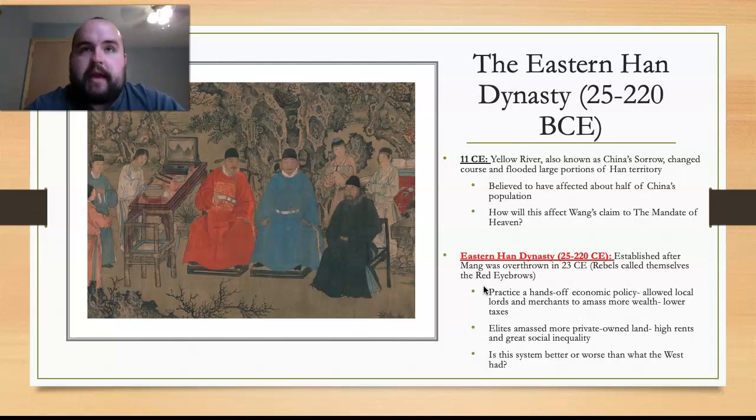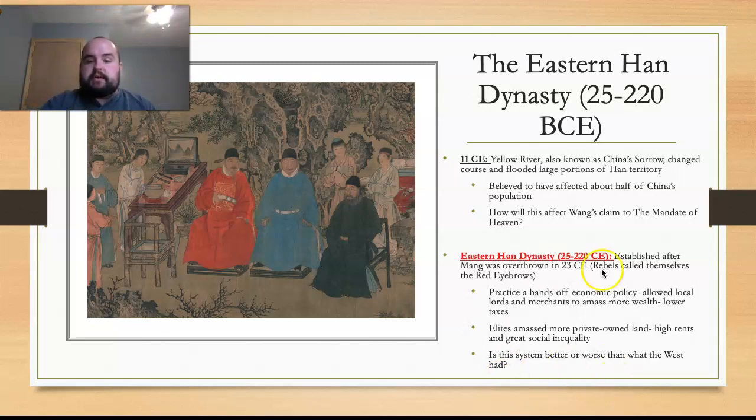Due to the failures of Wang Mang and the Western Han Dynasty, the Eastern Han Dynasty practiced a much more hands-off and more carrot-based approach to the economy. They essentially did not have very heavy taxes and weren't very big in registering people. They allowed local lords and merchants to amass wealth themselves without much interference from the government. This, of course, led to lower taxes across the empire. On the one hand, the elites and local merchants were able to amass much more private land and great amounts of wealth, but this did lead to higher rents across the country and greater social inequality because there was no regulation on how much wealth could be amassed by one person or one business.